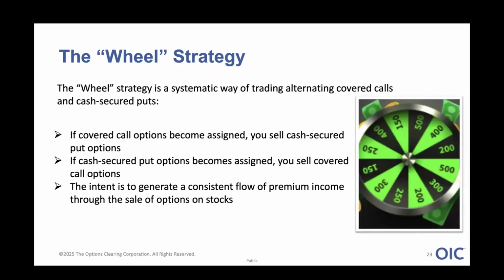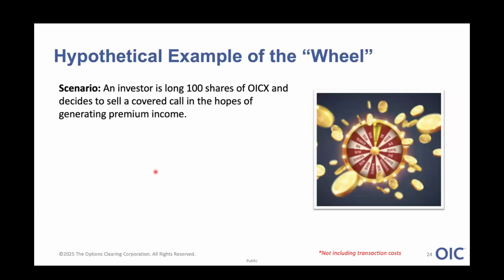So in the case of a covered call, if you become assigned, you would sell cash secured puts against that position, and take in additional income. If the cash secured put gets assigned and you're going to be long shares, now you can take those long shares and sell a covered call against it, maybe an at the money or out of the money call, to take in additional income. And once again, the intent is to generate a consistent flow of premium income through the sale of the options on these particular stocks. So let's look at another hypothetical example.